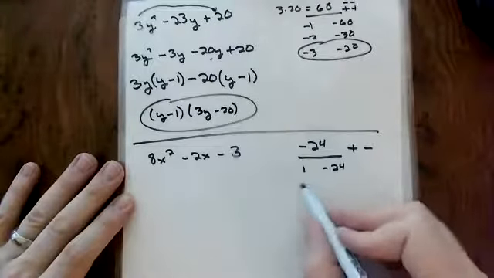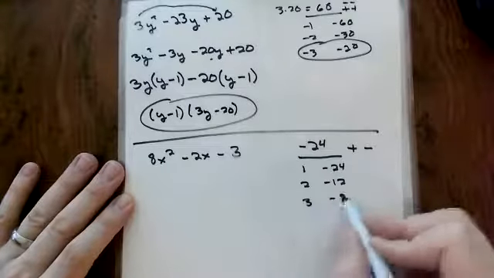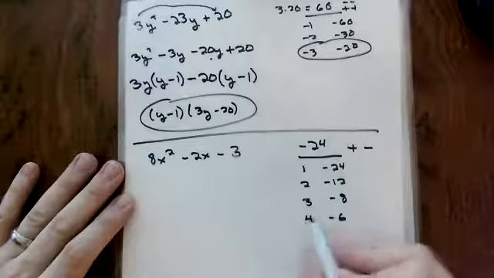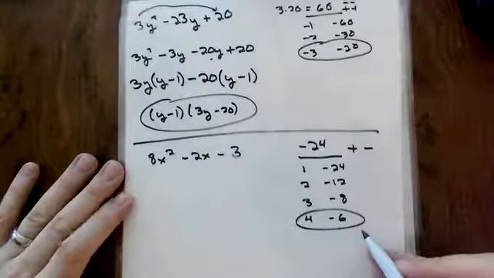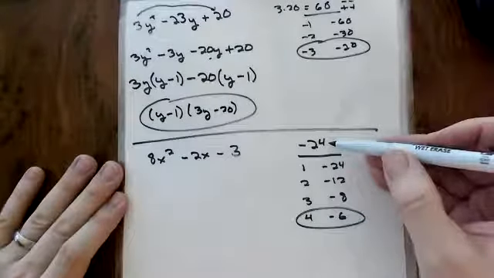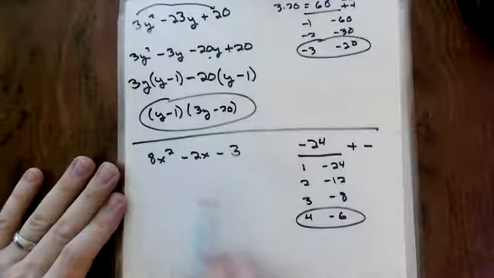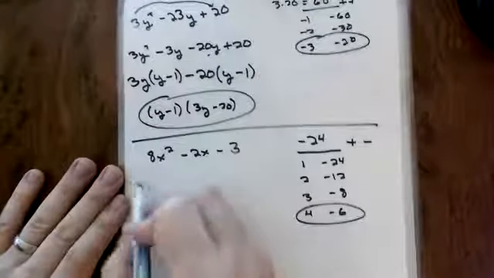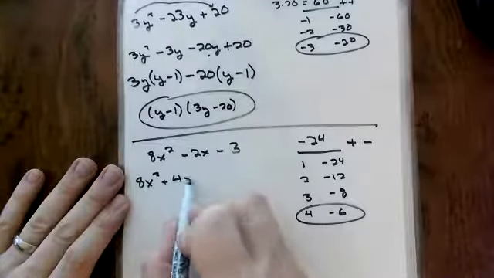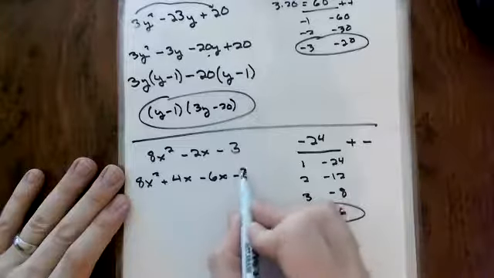That doesn't do it. 2 and negative 12. That doesn't do it. 3 and negative 8. That would be negative 5. We're getting closer. 4 and negative 6. And this factor pair does the trick. 4 times negative 6 multiplies to be negative 24. 4 minus 6 adds to be negative 2. So we're going to split our middle term here. 8x squared plus 4x minus 6x minus 3.